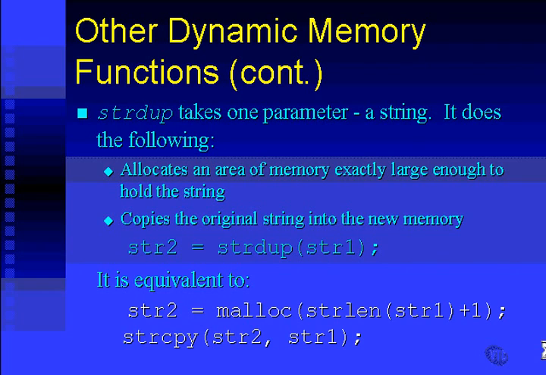It does a malloc of the length of the string plus 1 extra character for the null, and passes that back to str2, and then it copies everything from str1 into str2. You could write strdup yourself. It's a very, very simple function. But it's quite handy to do that. It's a lot simpler than writing those 2 lines of code.